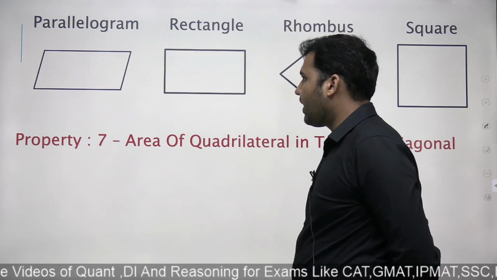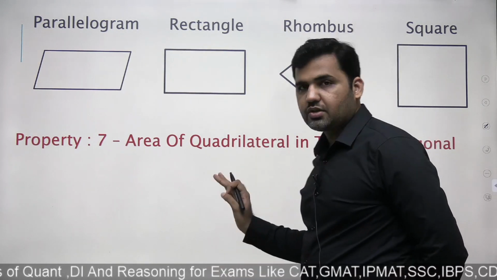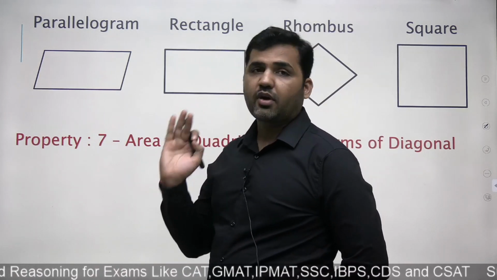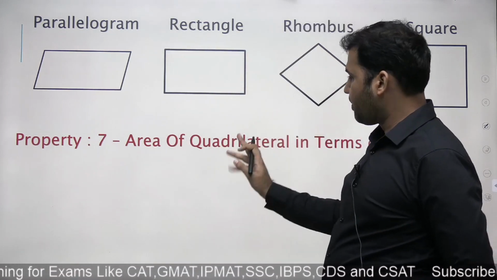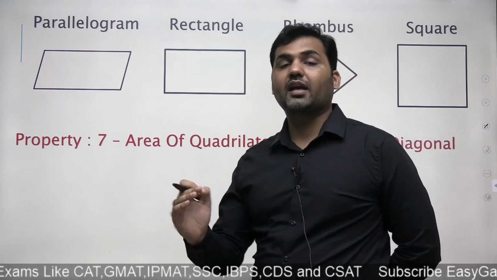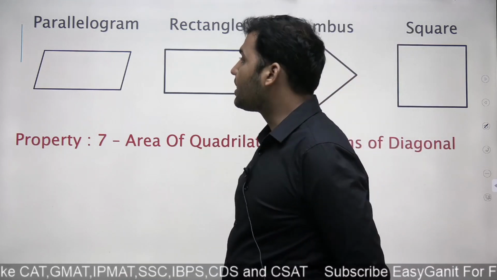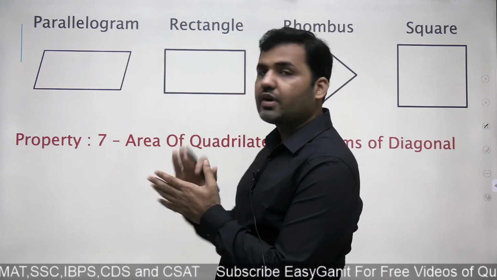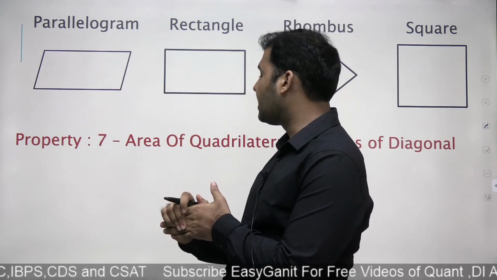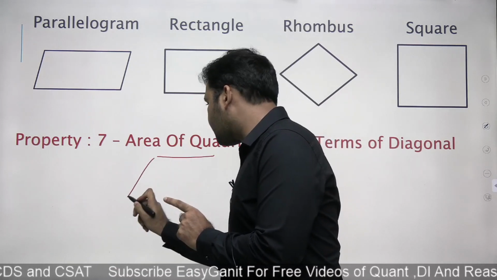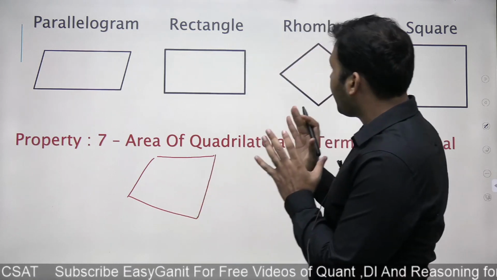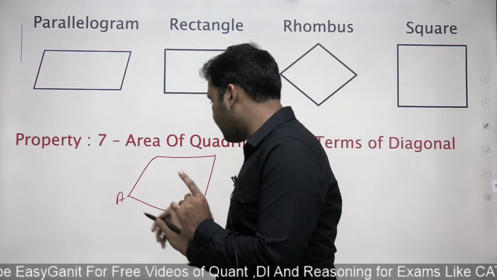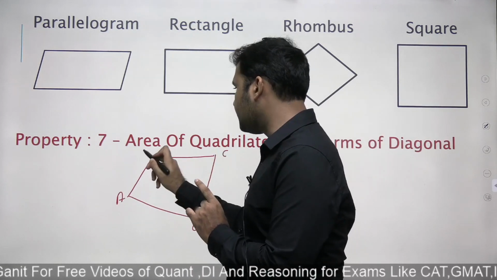Area of quadrilateral. In fact, this property that I'm just going to tell you is also applicable for all types of quadrilateral, whether it's a parallelogram or rectangle or rhombus or square. This property, area of quadrilateral in terms of diagonal, is applicable for all possible quadrilaterals. Any polygon made of 4 sides. If I take any possible quadrilateral, I'm not saying that it's a parallelogram or rectangle or rhombus or square. Any quadrilateral made of 4 sides, A, B, C, D.